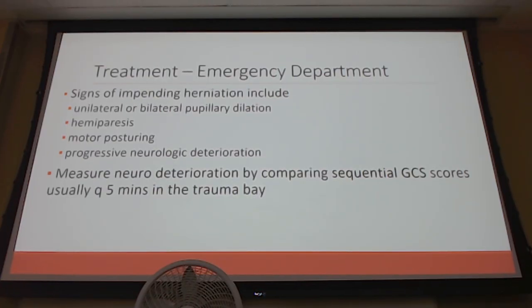And if we find these and we can't get them immediately to the operating room, we need to measure their GCS usually every 5 minutes while they're in the trauma phase, so we can get them up to the operating room.